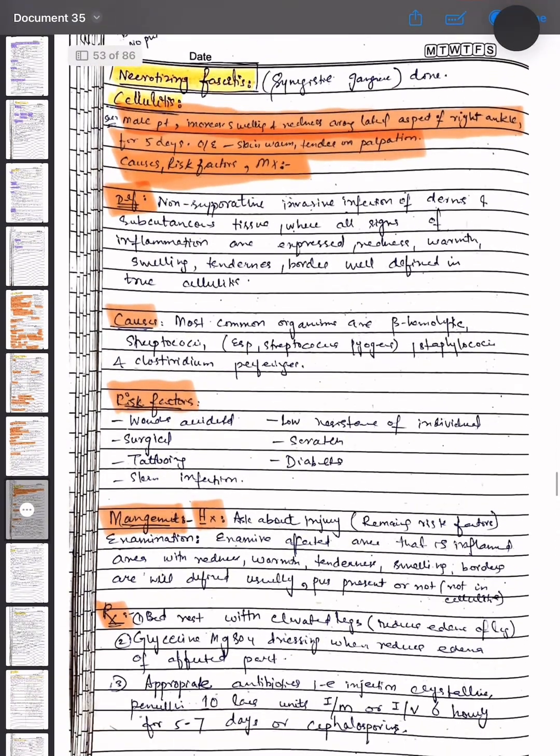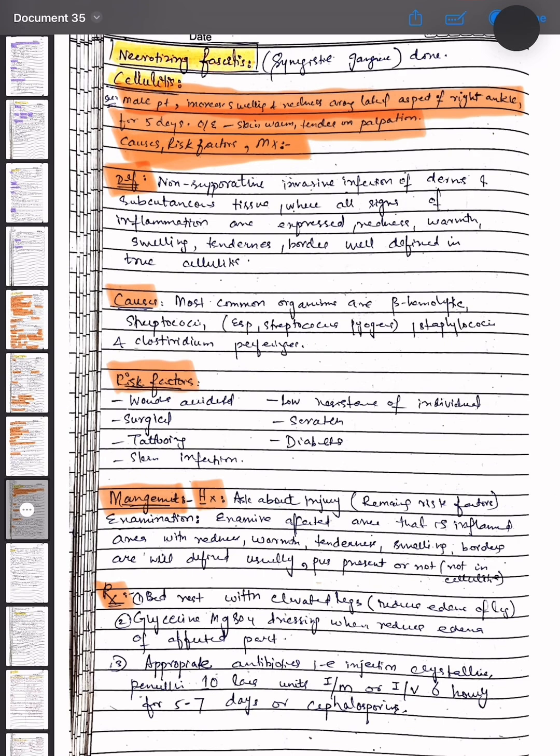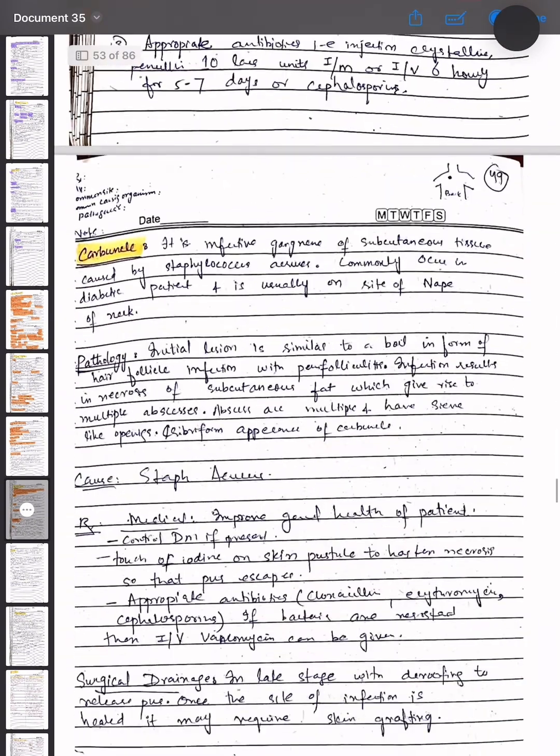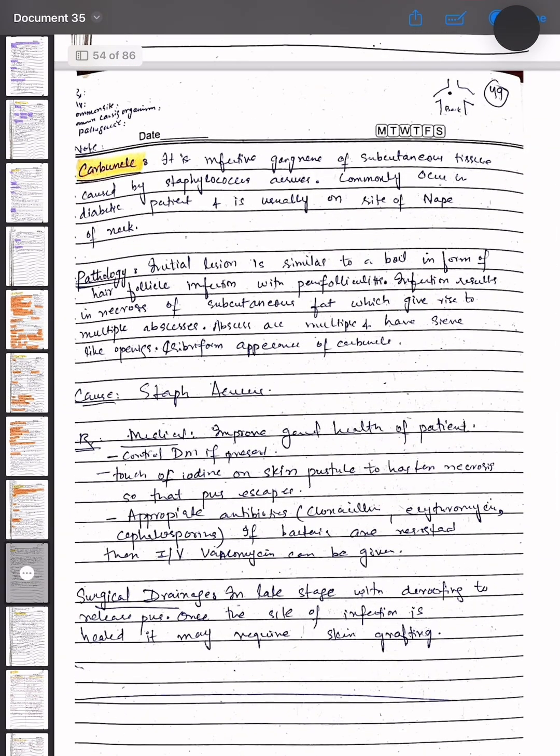What is cellulitis? So the scenario is present with clinical features that the skin is warm, tender, and on palpation, we have a male patient and there is increased swelling and redness along the lateral aspect of the right ankle. So what is the definition of cellulitis? What are the causes? What are the risk factors? And what is the management option? First, you have to take the history, then examine the patient, and then treat the patient. So this is the general management for cellulitis. Now coming towards the carbuncle.